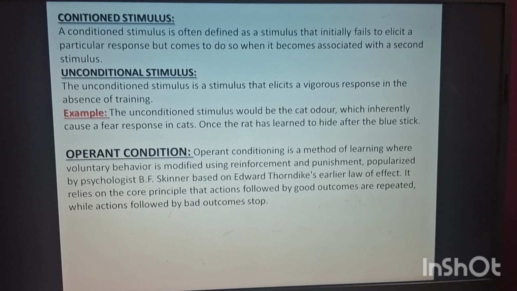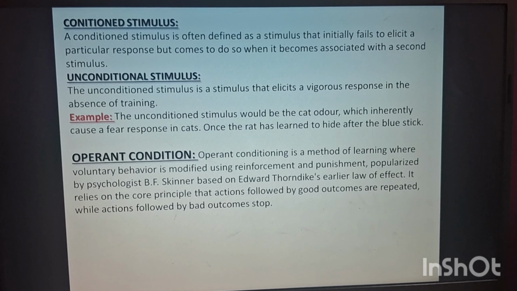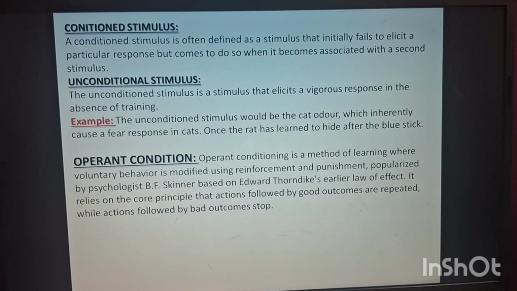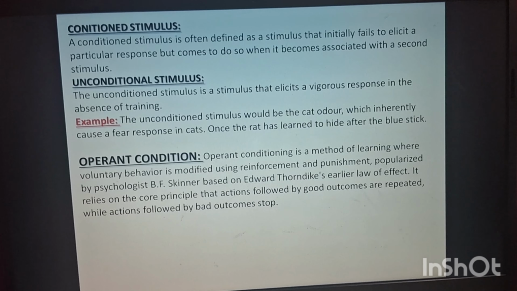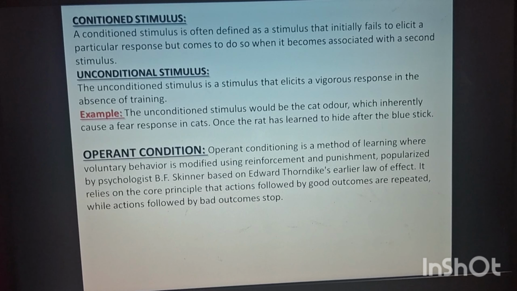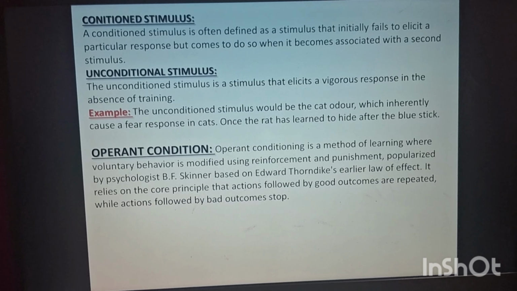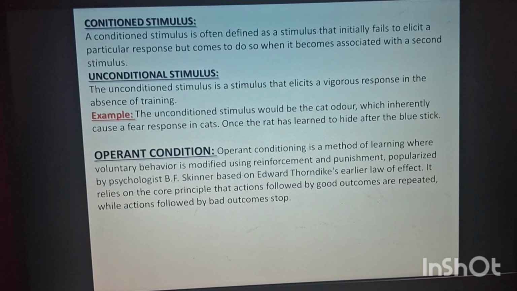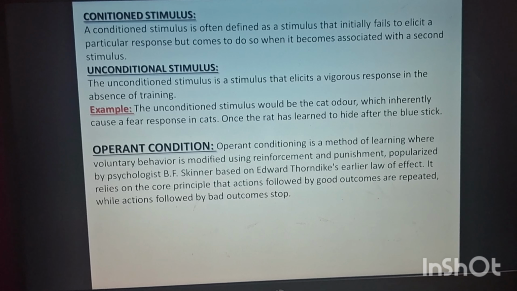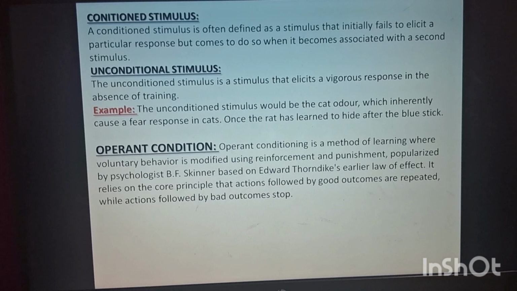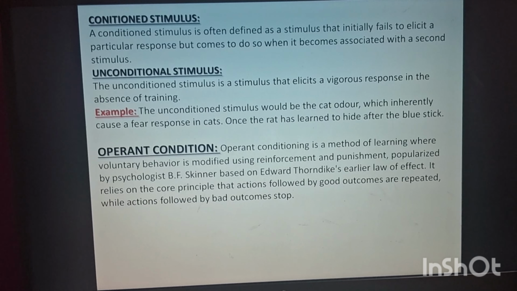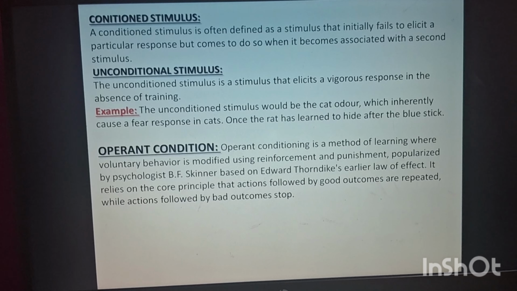Conditioned stimulus. A conditioned stimulus is often defined as a stimulus that initially fails to elicit a particular response but comes to do so when it becomes associated with a second stimulus. Next, unconditioned stimulus. The unconditioned stimulus is a stimulus that elicits a vigorous response in the absence of training. Example, the unconditioned stimulus would be the cat odor, which inherently causes a fear response in rats, once the rat has learned to hide after the blue stick.